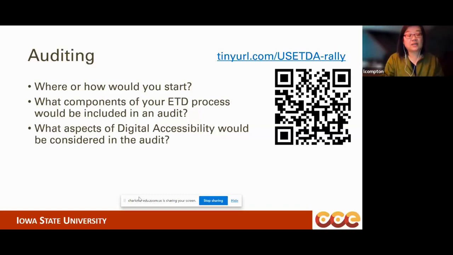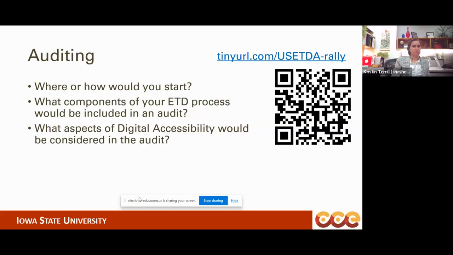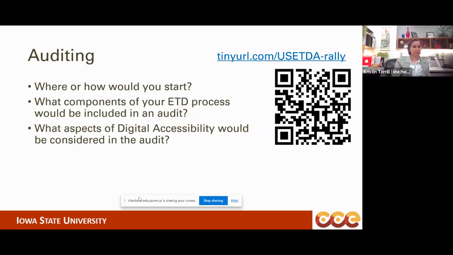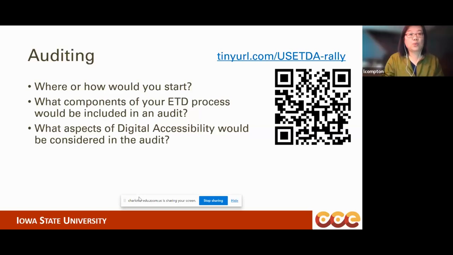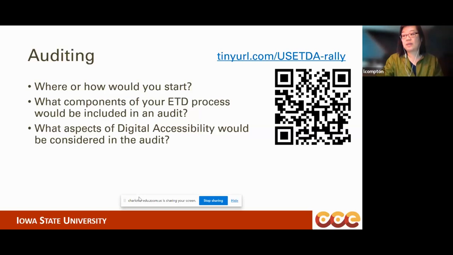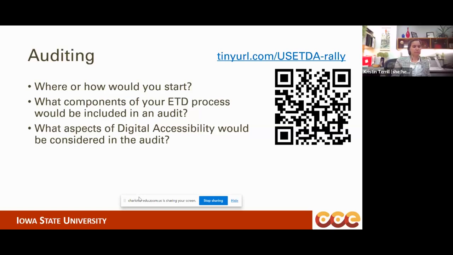Or in our case, where we have some responsibility for compliance, but we have to talk to the dean, we have to talk to the library. How would we start this? So this is our way of figuring out where we go on our journey. Where would you go, right? And then what other stuff do you already have on your campus? So, auditing.